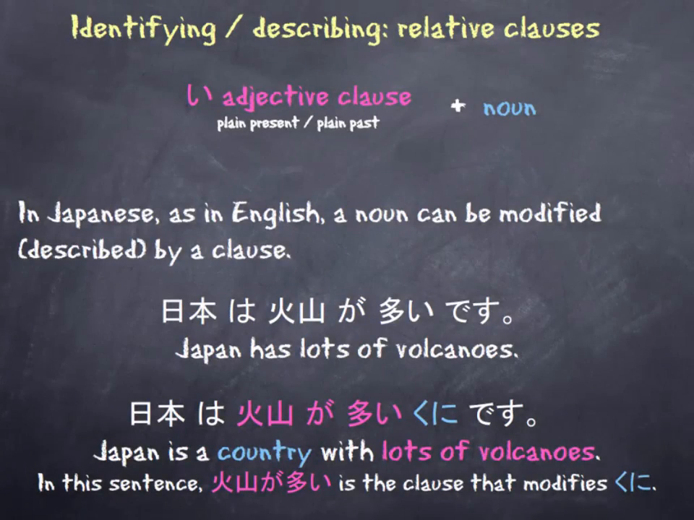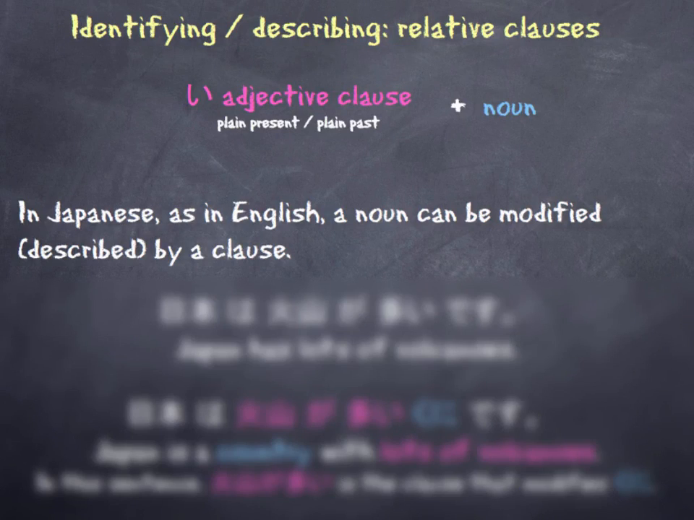Hey guys, today we're going to take a look at how to identify something or describe something using a relative clause. So in Japanese, as in English, a noun can be modified or described by a clause. So we'll start here with adjectives, an adjective clause followed by a noun. And we can put that into its plain present or plain past tense.